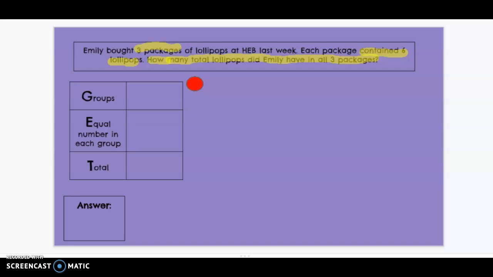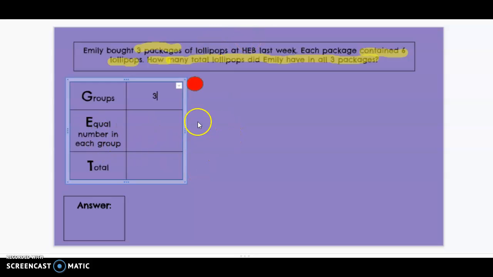Well, let's plug some information into our GET model. Okay, how many groups do we have? Do we have any groups here? If you said we have groups, you are correct. Okay, what are our groups? The packages of lollipops are going to be our groups, so that's going to be 3.